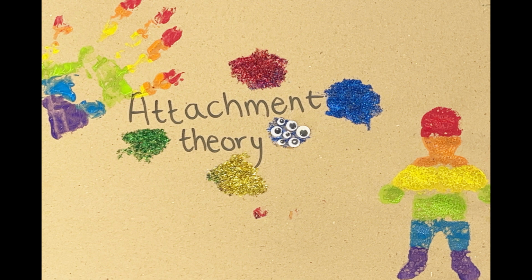And the lack or loss of this was believed to cause delinquency and psychopathy in children as they grow up into adults. And the thought was that this bond had to be made before 2 years and 6 months, otherwise these effects would happen.